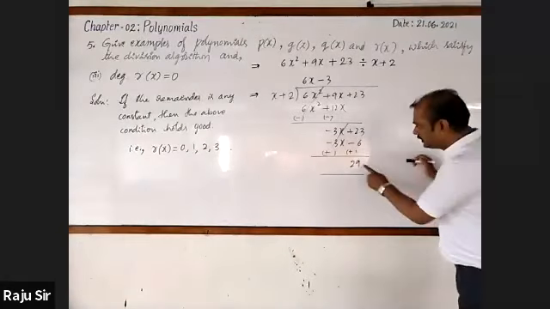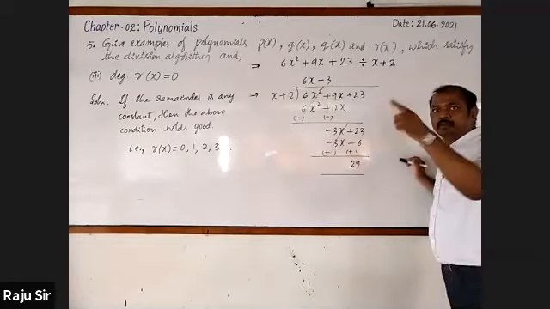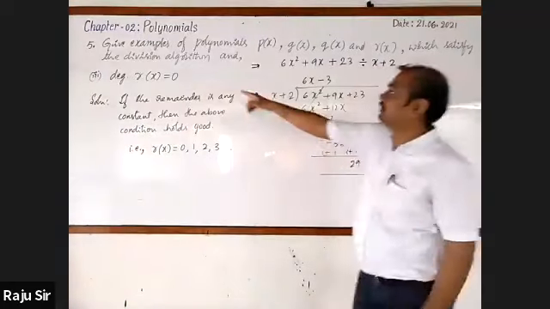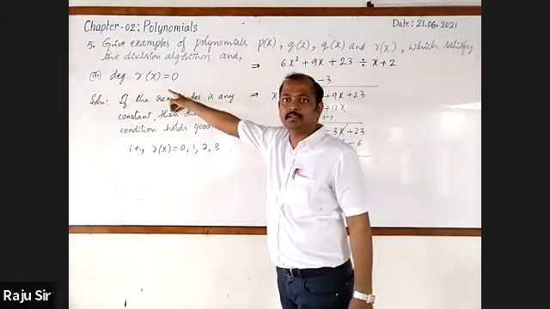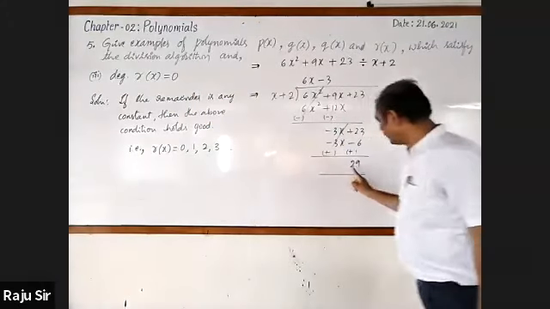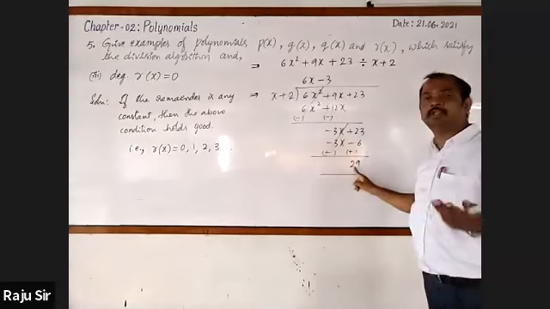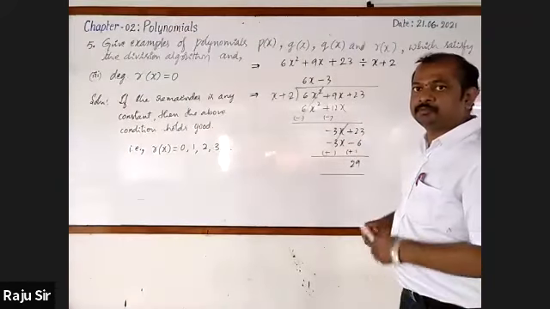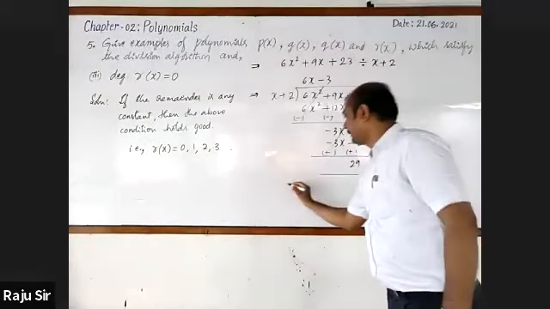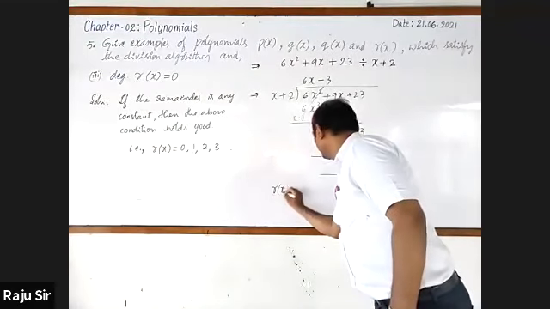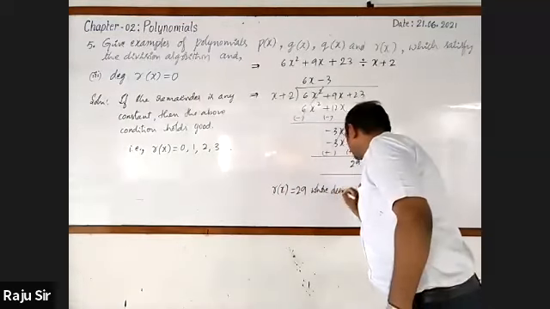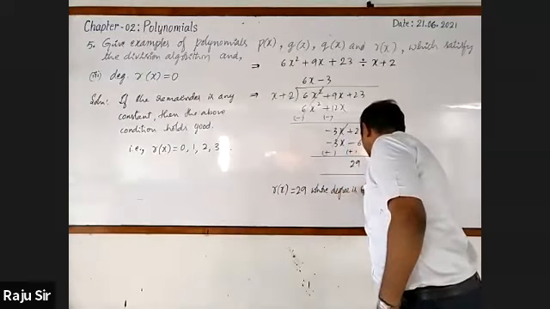What is the degree of this? Zero, sir. It's a constant. Zero. Okay. Degree of remainder is 0. So the degree of the polynomial 29 is 0. You may copy this. Remainder is 29, whose degree is 0.